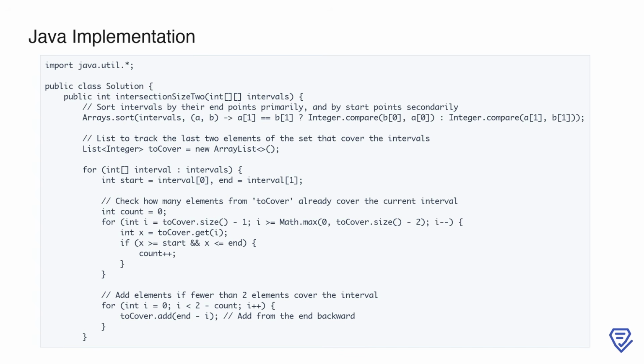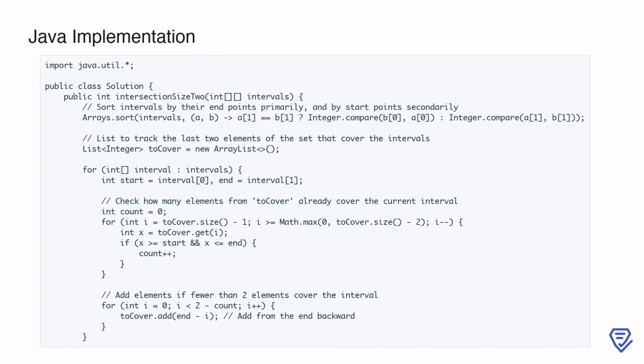our result set. Next, we initialize a list called toCover to track the last two elements that will cover the intervals. Then, we iterate through each interval in the sorted list. For every interval, we extract its start and end points. We check how many of the last two elements in toCover already fall within the current interval. This is done by iterating over the last two elements of the list, ensuring they lie between the start and end of the interval.